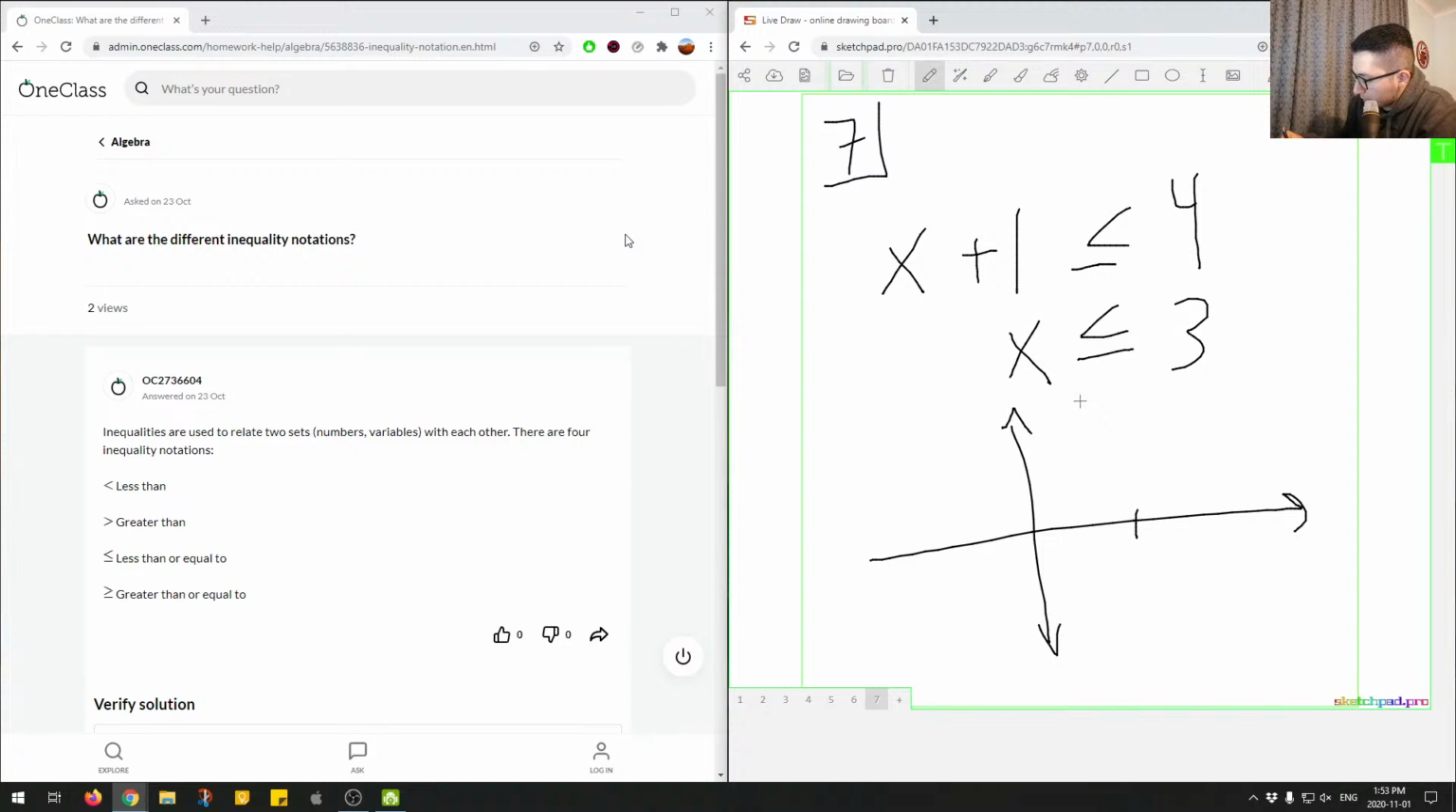So we know 3 would be somewhere over here. And then using a different color, so we know it could be equal to, we can draw a solid line right through 3. And then it's anything less than or equal to 3. So we'd say it's this region.